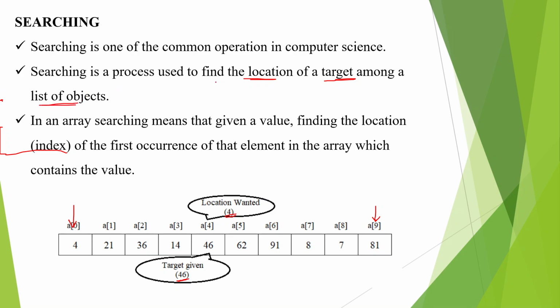So we take the target which we need to locate in the list of objects, and once it got located, what we return? We return the location index.